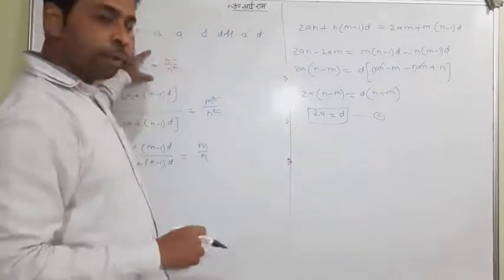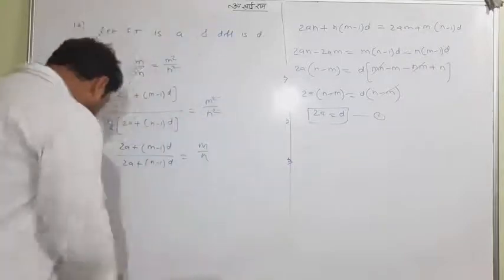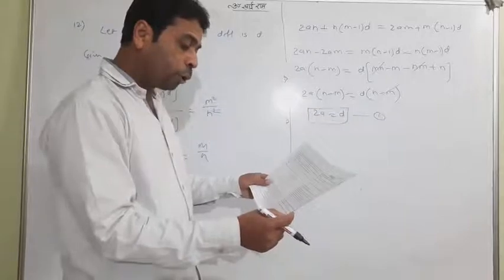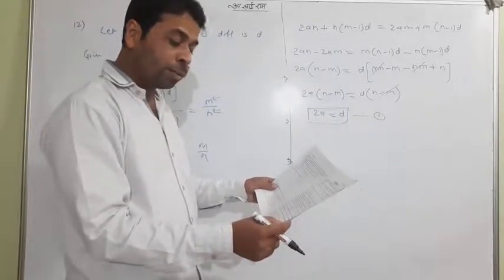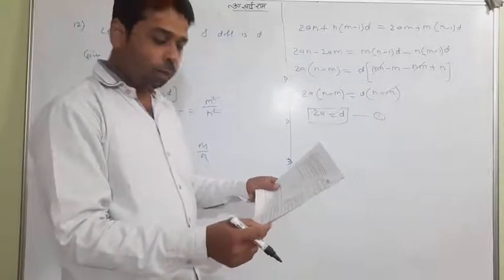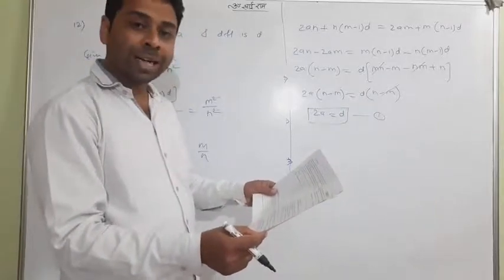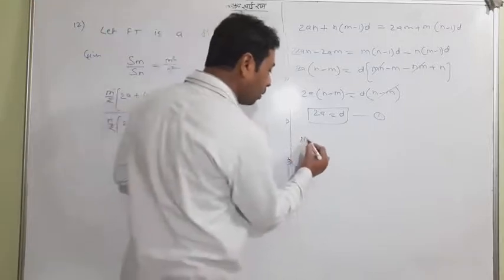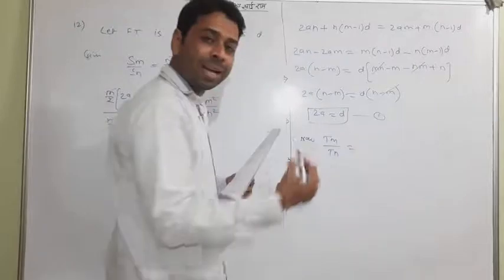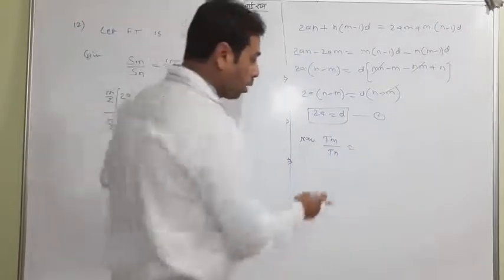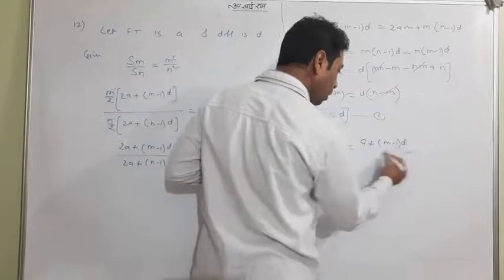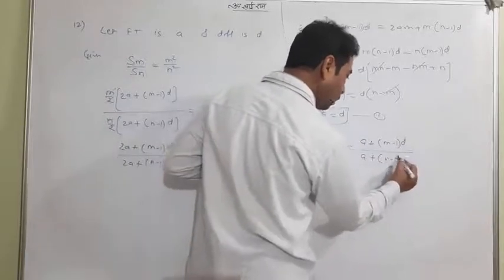So now I want to read the further question. What does the question say? Question says, show that the ratio of mth and nth term is 2m minus 1 is to 2n minus 1. Meaning we want to show the ratio of mth and nth term, meaning Tm upon Tn. You know, mth term and nth term, we want to find the ratio. Okay, what is the meaning of Tm? a plus m minus 1 into d upon a plus n minus 1 into d.